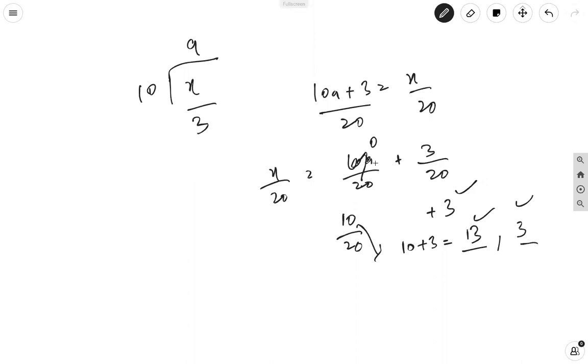Just substitute non-negative integers in place of a: 0, 1, 2, 3. For even integers, you will get 3 as the remainder. And for odd integers, you will get 13 as the remainder. Yes. Perfect.